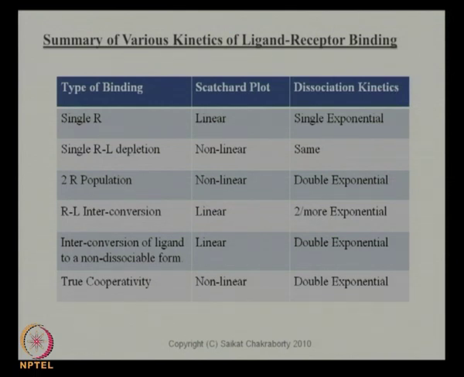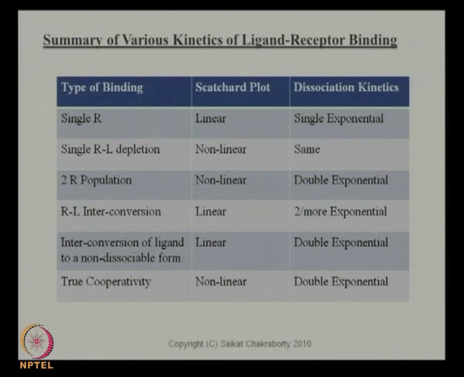So, when we have a single receptor, the scatchard plot is linear and the dissociation kinetics is single exponential, as it is written in the table out here. When you have a single receptor, but the ligand is depleting, then the scatchard plot is nonlinear and the dissociation kinetics is still single exponential.